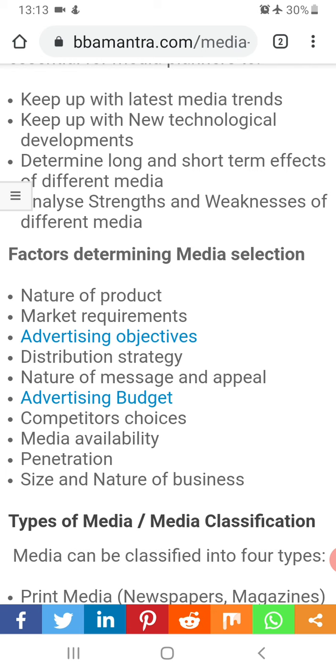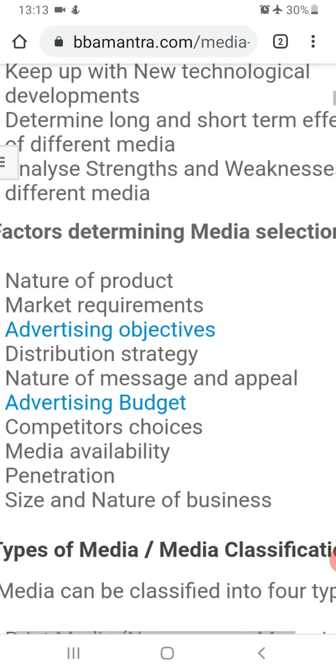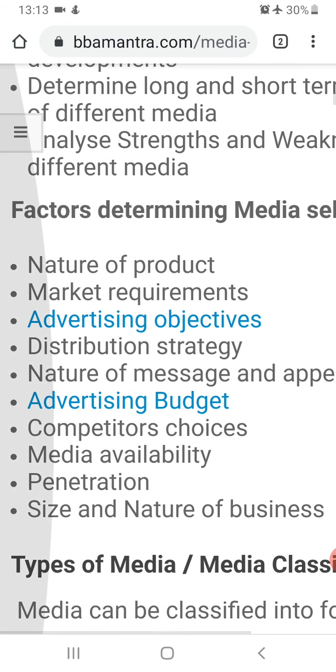First factor determining the media selection. Being an advertiser, if I am an advertiser, which kind of media will be suitable for my ad campaign? The first point depends upon what kind of product that is. It depends on the nature of the product, that we have to remember. The first point, very, very important: nature of the product.